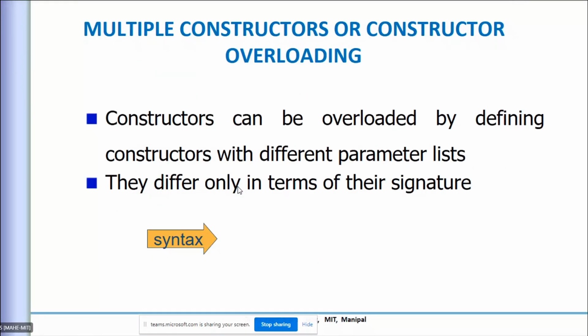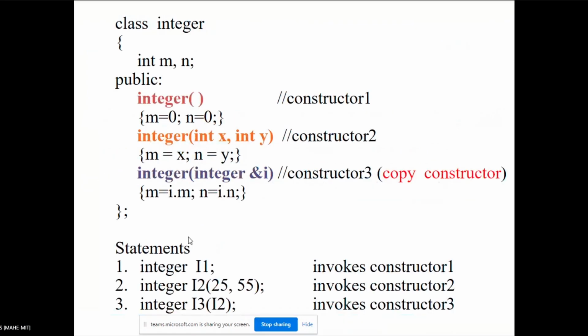Any doubt? Yes, ma'am. Can you go back one slide, please? Yes, the example. Tell me. Ma'am, here in the definition of the third constructor, Integer ampersand m, if I want to declare it like Integer i, without using ampersand, will it work? No, then you are sending a copy of that. This is called a copy constructor. That means I'm passing a reference here. We are passing an object by its memory. And the ampersand is always for the pointer kind of thing.